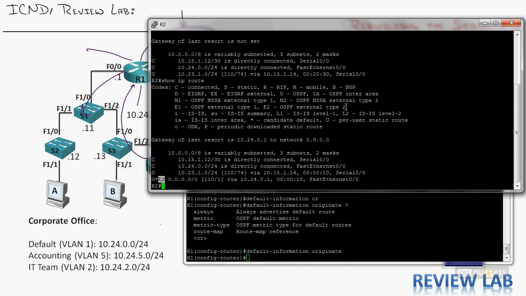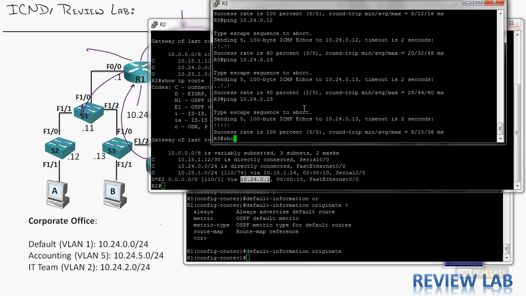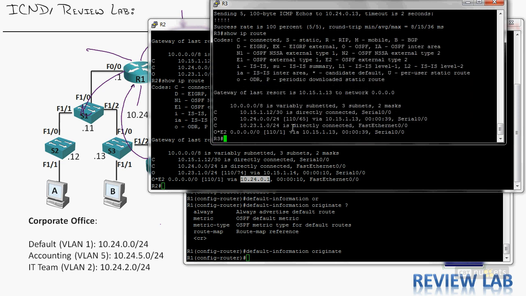Now, we'll see it, but we won't get too deep into external type 1, type 2 routes in this series. That's more CCNP stuff. But nonetheless, we now have a default route pointing to router 1, and I can even go over to router 3. I didn't do anything over here, but it will just propagate that default route on and on. It sees the same default route pointing to router 2 as its path to get there.